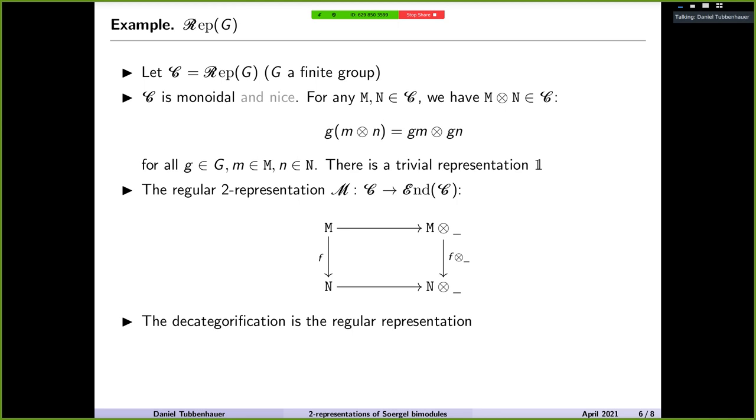And there's a trivial representation, the unit. And the first 2-representation you would like to write down is the analog of the regular representation. So the group acts on itself. My category Rep G also acts on itself just by tensoring. And this defines an endofunctor of the category itself. So this is the regular 2-representation, which really is a categorification of the regular representation. So not too bad, I hope, right? A 2-representation is just a 2-functor from C, well, a monoidal functor in this case, from C to End(C), and it's given by tensoring. So the monoidal functor of tensoring.